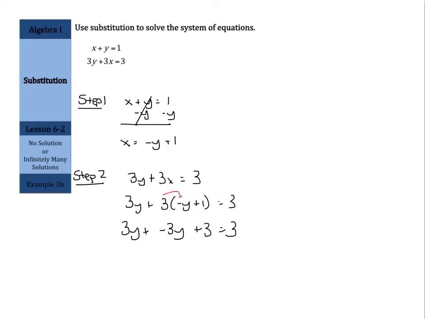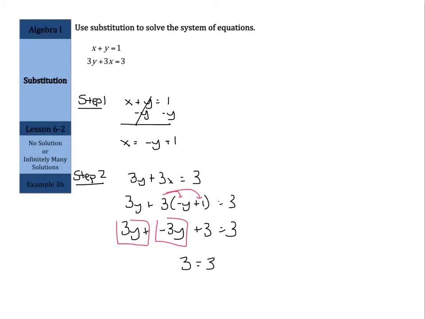Because again, not to go too fast here, but 3 times negative y was the negative 3y, and 3 times 1 was the 3. And then to combine like terms, 3y with the negative 3y just cancels out, and I'm left with 3 equals 3. Well, that's true. 3 does equal 3.